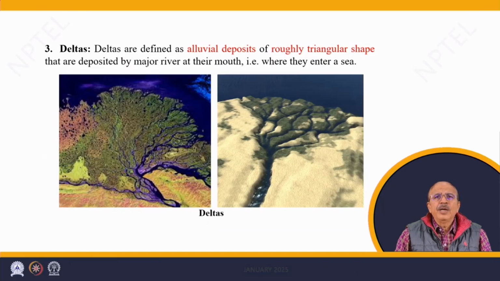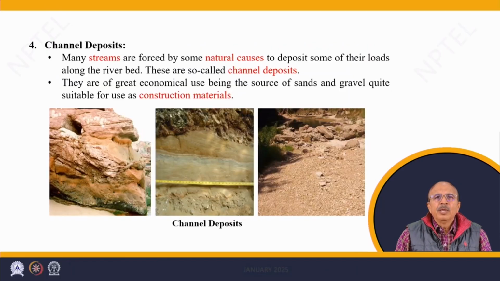Deltas are defined as alluvial deposits of roughly triangular shape that are deposited by a major river at its mouth, that is, where it enters a sea. In the figure also you can see the delta. Generally these are alluvial deposits of roughly triangular shape. Next is the channel deposits. Many streams are forced by some natural causes to deposit some of their load along the river bed. These are also called channel deposits. They are of great economic use, being the source of sand and gravel quite suitable for use as construction materials.